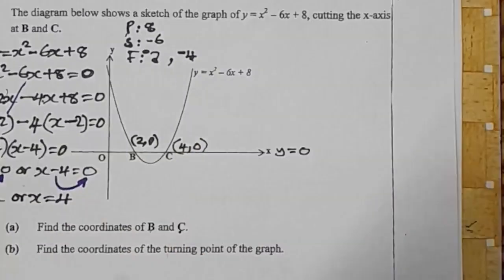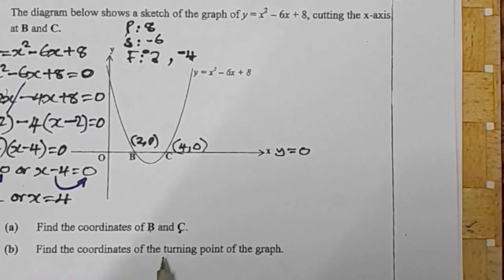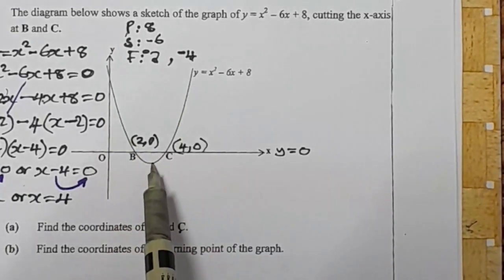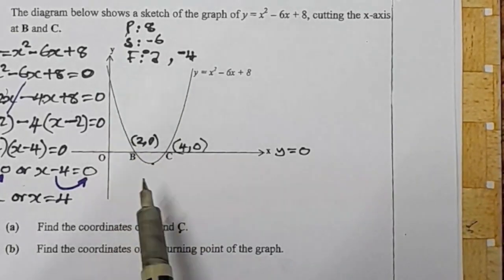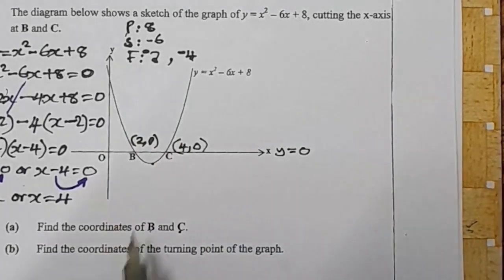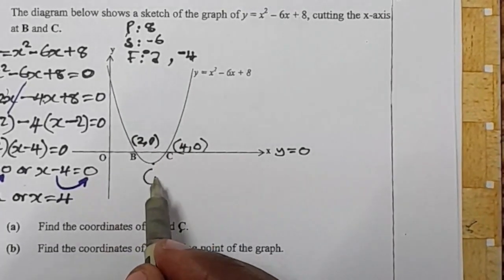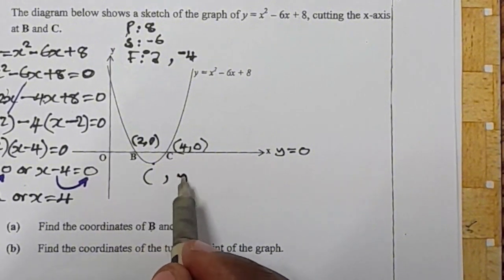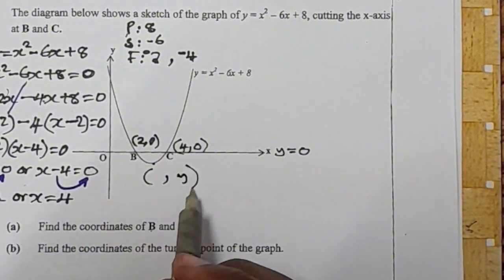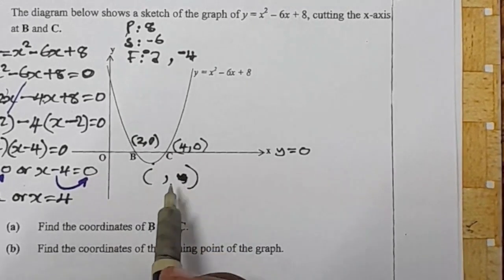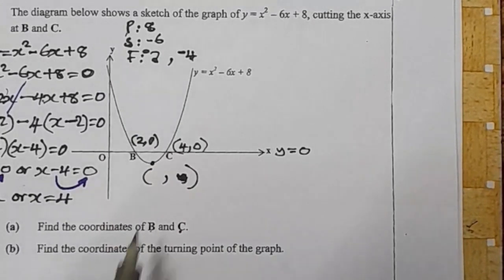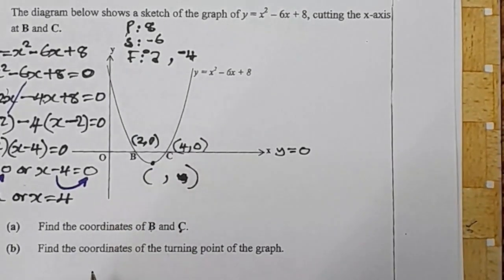Okay, next, the second question says find the coordinates of the turning point of the graph. So you can see that the graph is coming like this. So the turning point is here, the point at which the graph is turning. So we are looking for the coordinates of x and y. Okay, we are looking for the x and y coordinates at this point where the graph is turning.